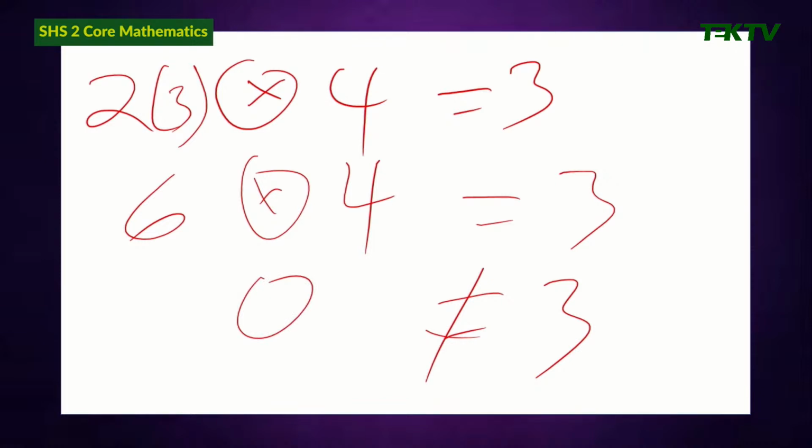Okay, let's test with 4. 2 times 4 will give us 0. And 0 times 4 will also give us 0. Even though we don't have 0 as an element on the table, it means automatically that one will not work. So let's move to 6.